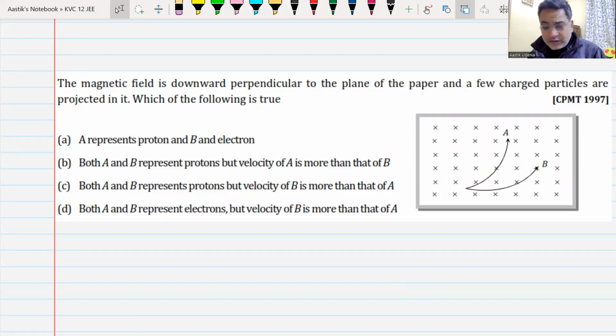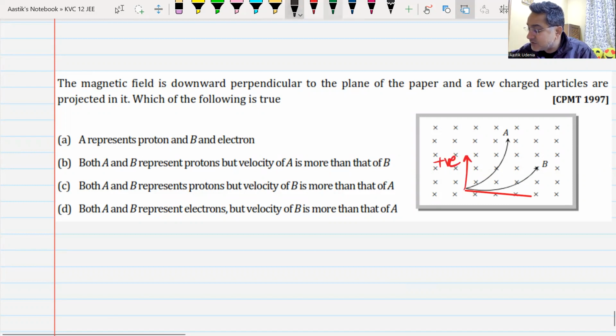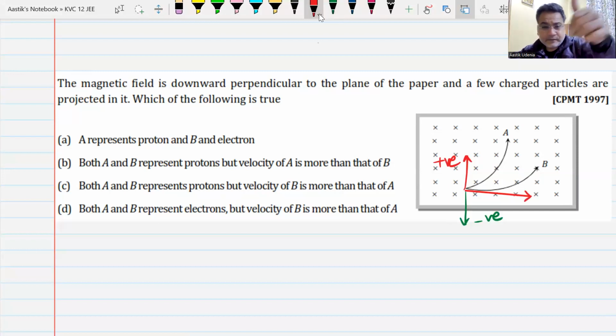Now, you can see that these electron or proton or whatever it has initial velocity like this. If I find the direction of force V cross B, the direction of force is upwards if it is a positive charge. If it was a negative charge, the direction of force would have been downwards. That means both these particles are moving in the same direction, therefore they have to be protons.